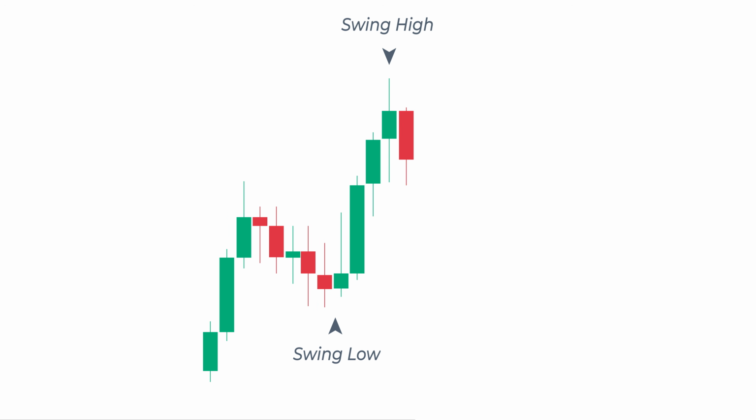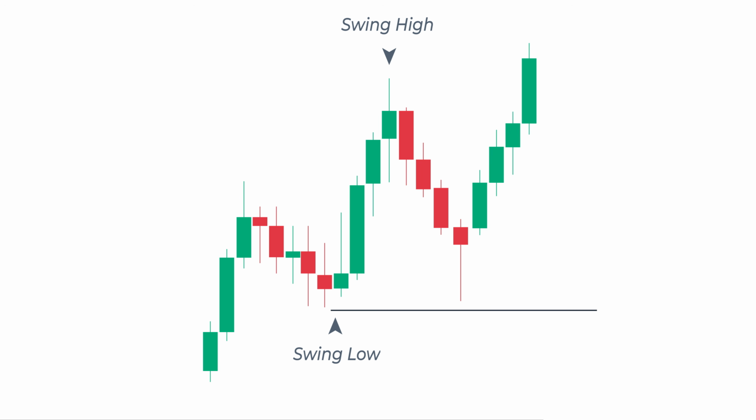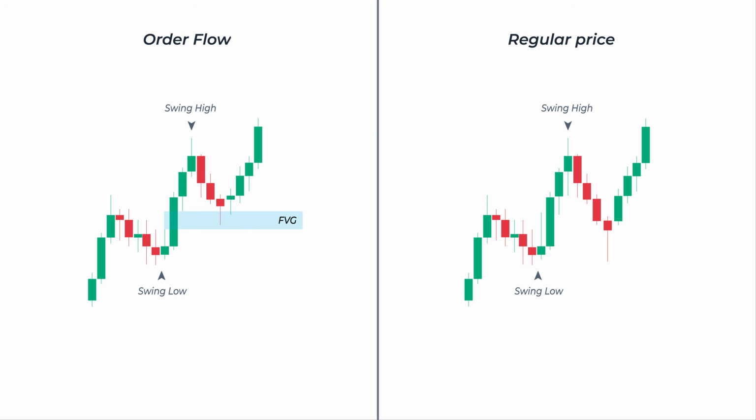But now look at the leg on the right. There's no fair value gap inside it. So when price retraces, there isn't an internal FVG available to provide support. The next obvious target is the swing low, and that's the key distinction. An order flow leg gives price an internal area from which the trend can continue. A regular price leg doesn't. That's why order flow legs have a higher probability of supporting a continuation move.